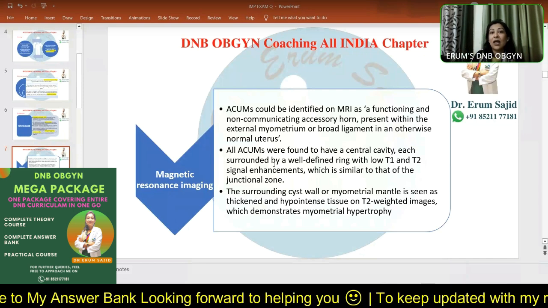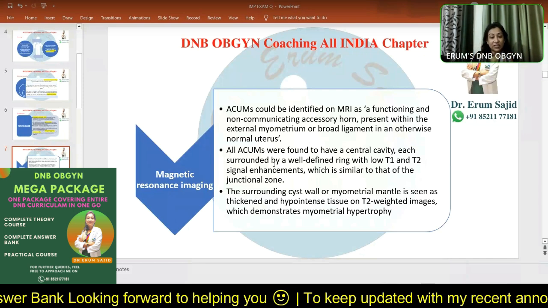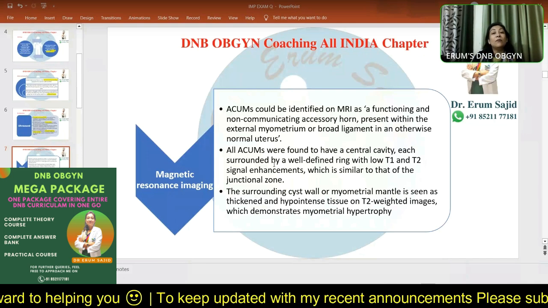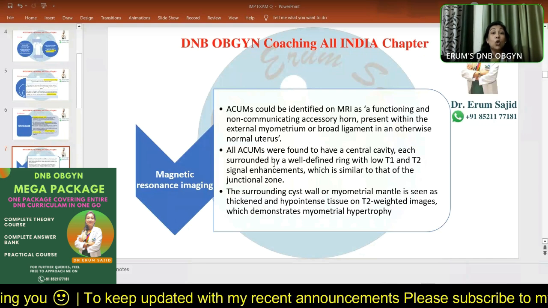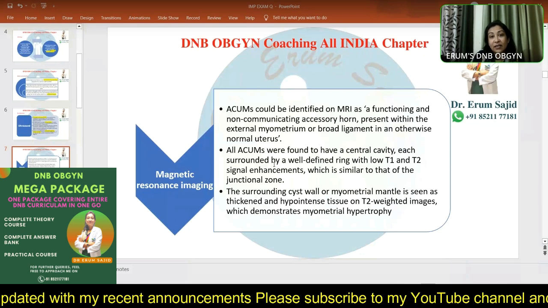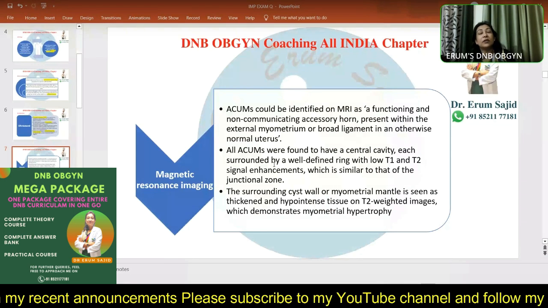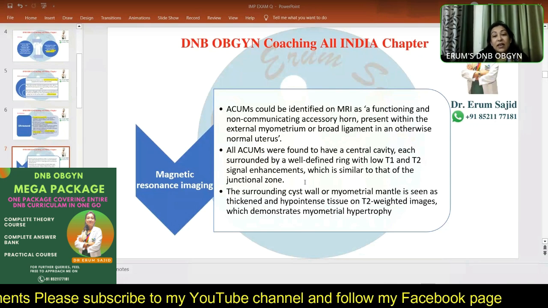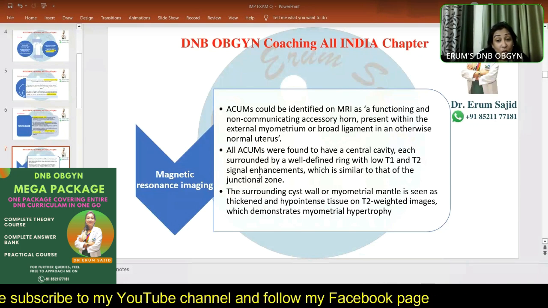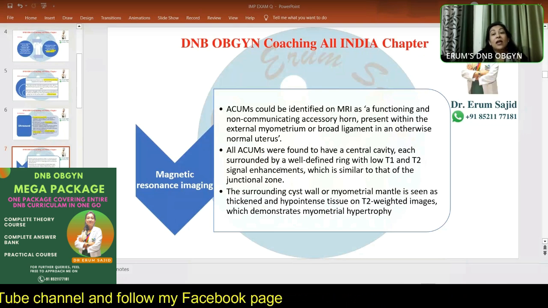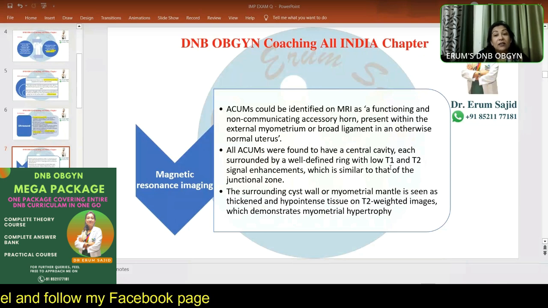They will not write that this is diagnosed as accessory cavitated uterine malformation. That's your clinical acumen, what you perceive of it. They will just tell you what they're seeing: a myometrial core with some fluid inside. Looks like a cavitated malformation beside the uterus. Even that is not going to be written in the MRI. So this is what I'm trying to say. Here you have T1, T2 signal enhancements similar to that of the junctional zone. That is what they're going to write. Exactly: a central cavity surrounded by a well-defined ring, with T1, T2 signal enhancements looking like a junctional zone.